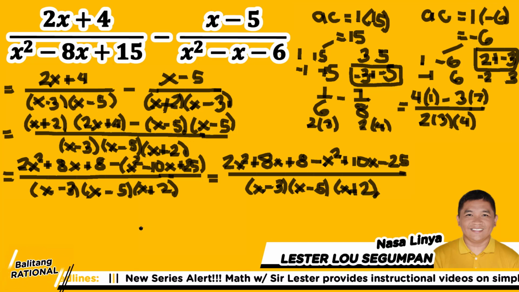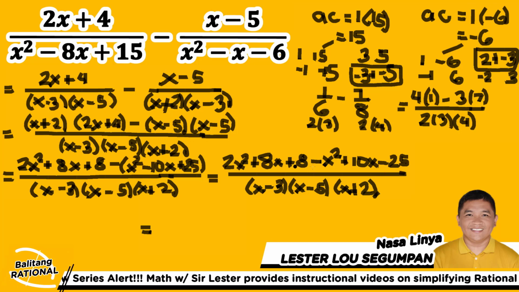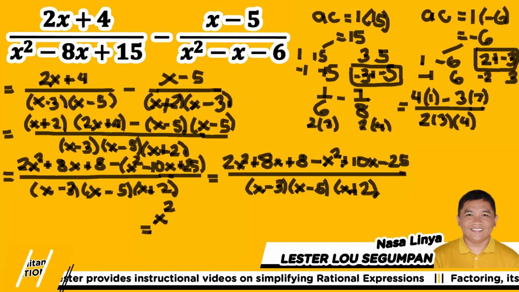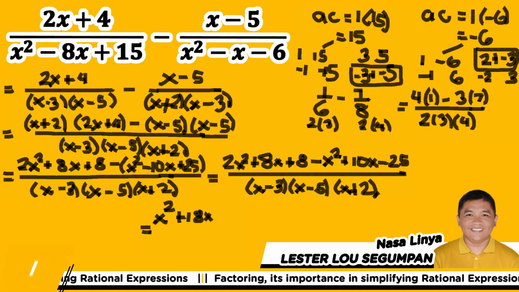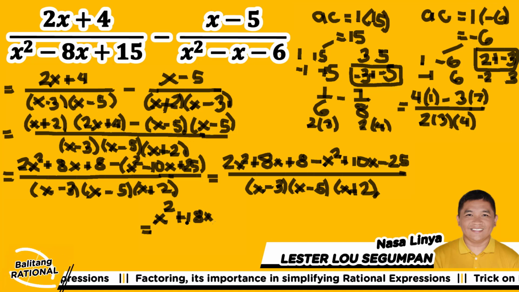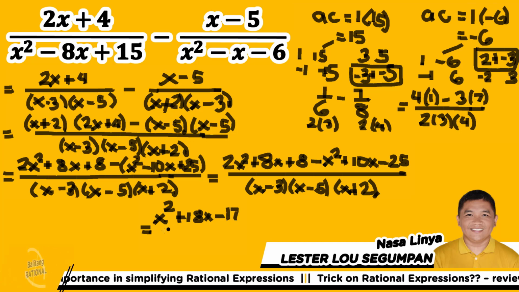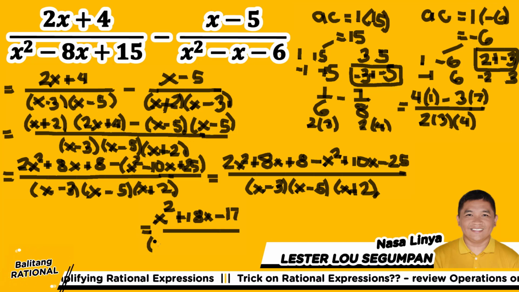Let's try to combine our numerator. 2x squared minus x squared, we still have x squared. Next, 8x, 10x, you have plus 18x. And of course, you have here 8 minus 25, that's, if I'm correct, that's negative 17. All over the entire expression here.